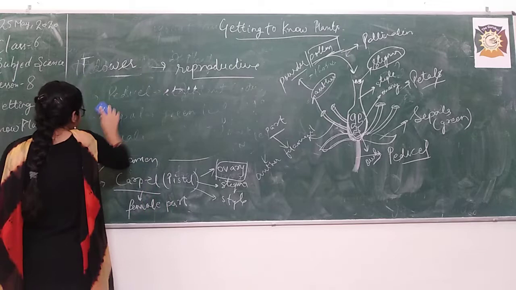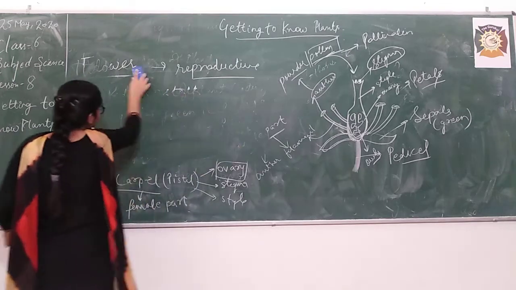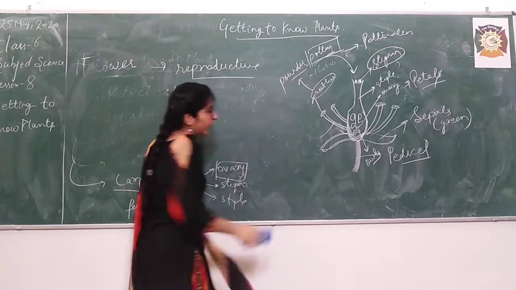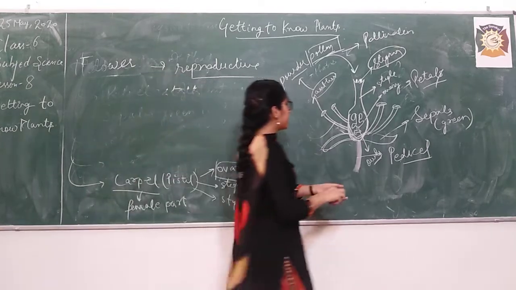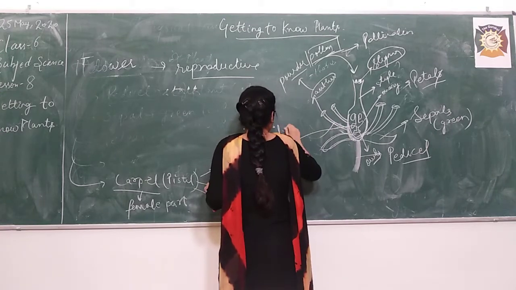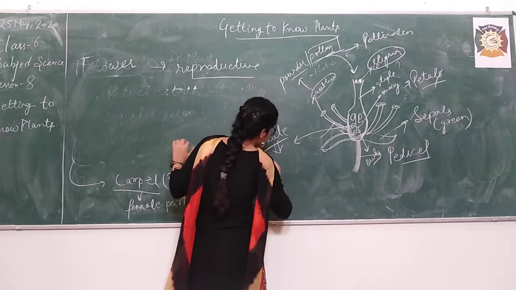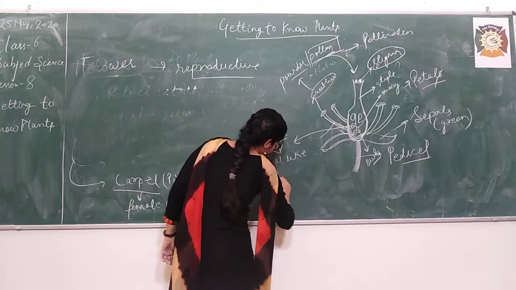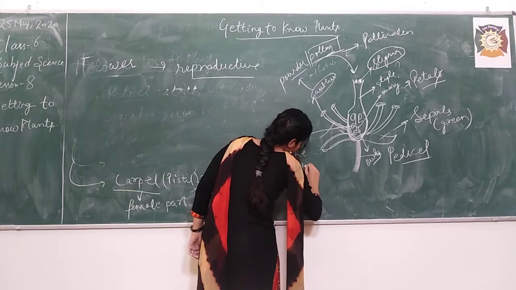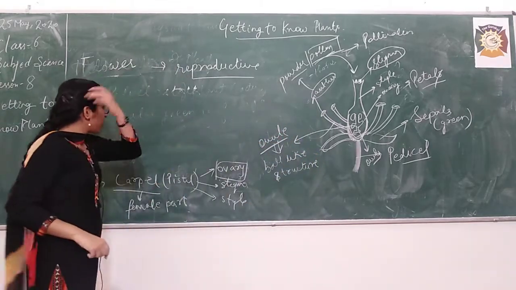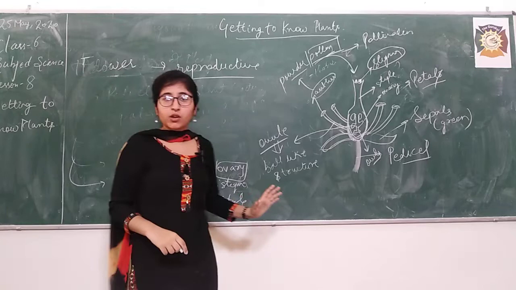We are studying parts of a flower. We studied sepals, petals, pedicel, and now we are studying the female and the male part. I am almost done with this. These ball-like structures are known as ovule. What is ovule? Ovule is the ball-like structure present in ovary, right? So we are done with the parts of the flower.